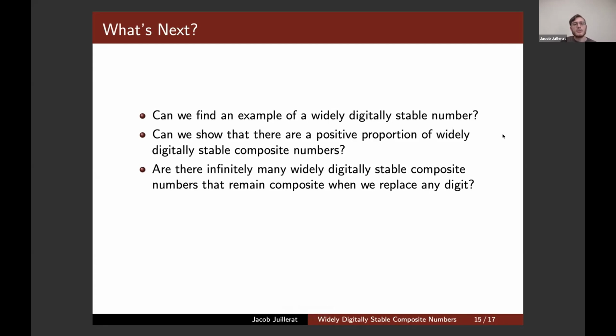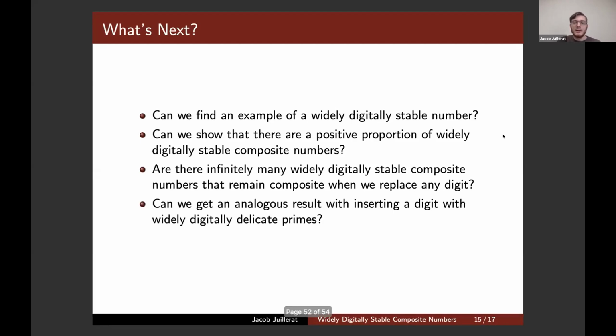And then, are there infinitely many widely digitally stable composite numbers that remain composite when we replace any digit? So that is, can we insert a digit or replace a digit, and either of those will always result in a composite number? And then can we extend this to the primes? For the primes we were replacing a digit. Here we are inserting a digit. So can we insert a digit with primes?